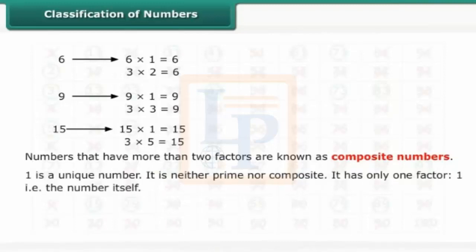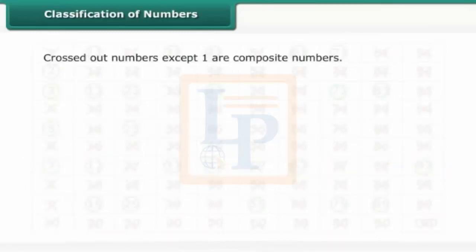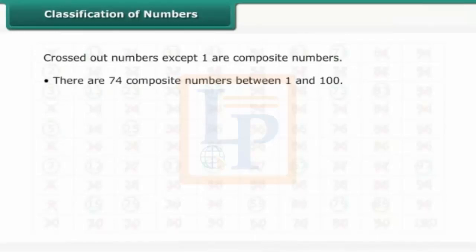1 is a unique number. It is neither prime nor composite. It has only one factor, 1, that is the number itself. Let us consider the sieve of Eratosthenes. Crossed out numbers except 1 are composite numbers. There are 74 composite numbers between 1 and 100.